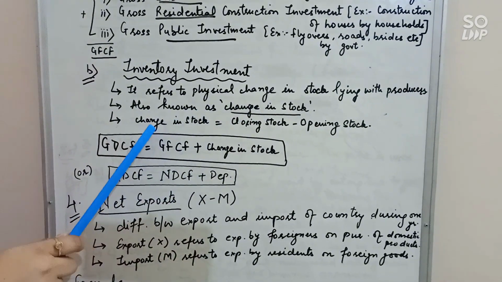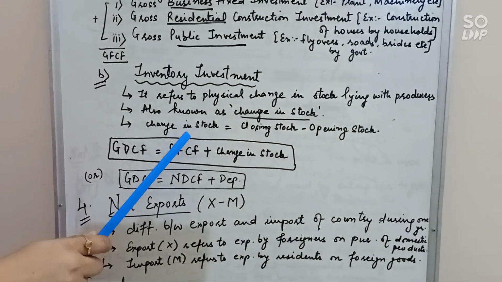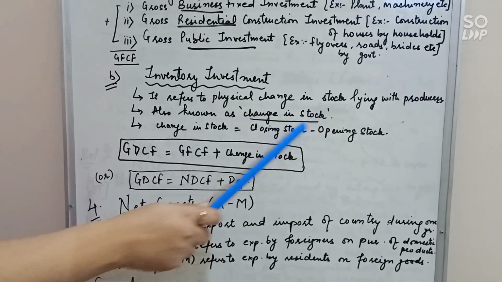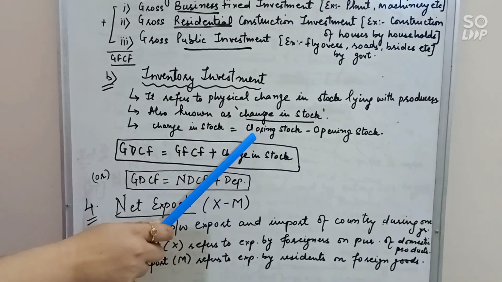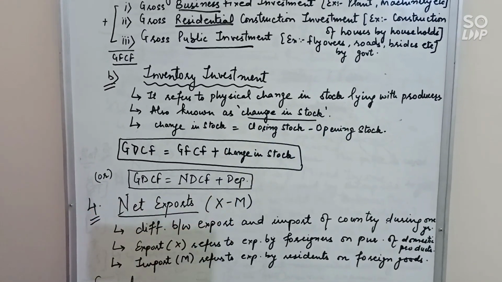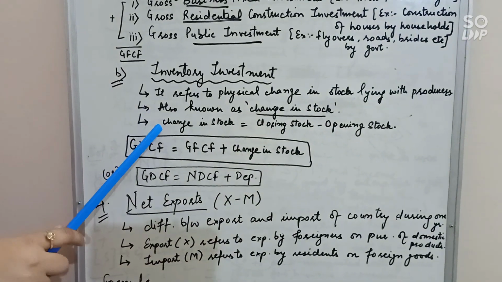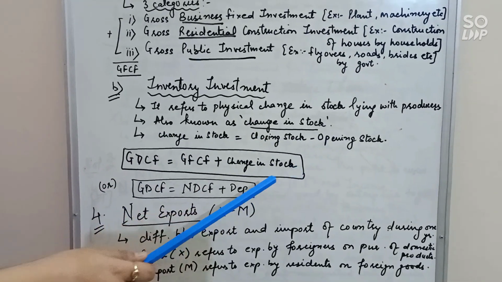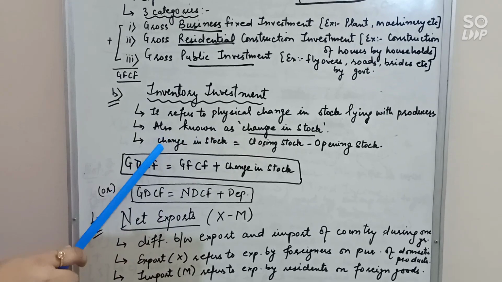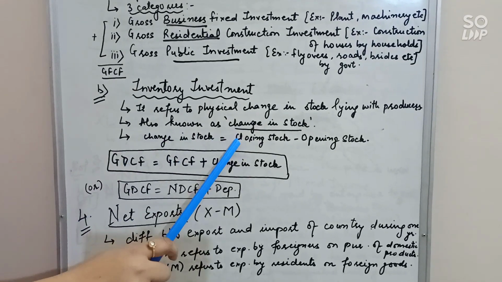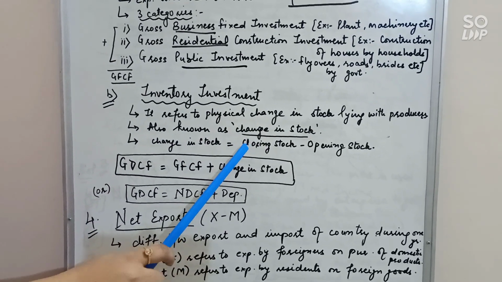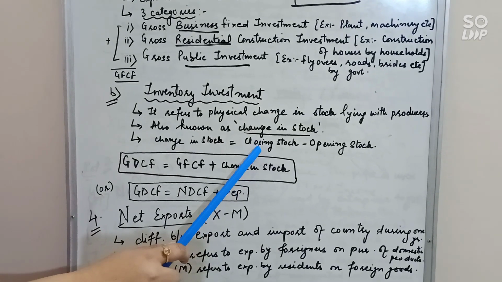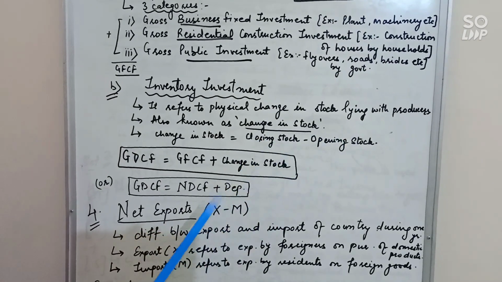Now how to calculate change in stock? We can calculate change in stock with the help of a formula. There are two types of stock, closing stock and opening stock. So we will take the difference between closing and opening. Here is a very important point: change in stock formula is closing minus opening, not opening minus closing. How will you remember? The formula starts with C. So it's very easy to recall that we use closing stock minus opening stock.